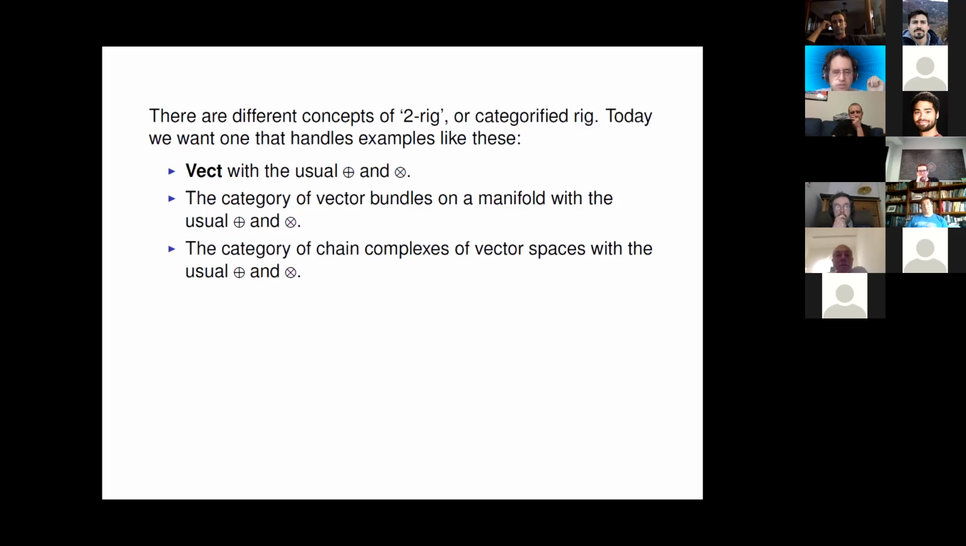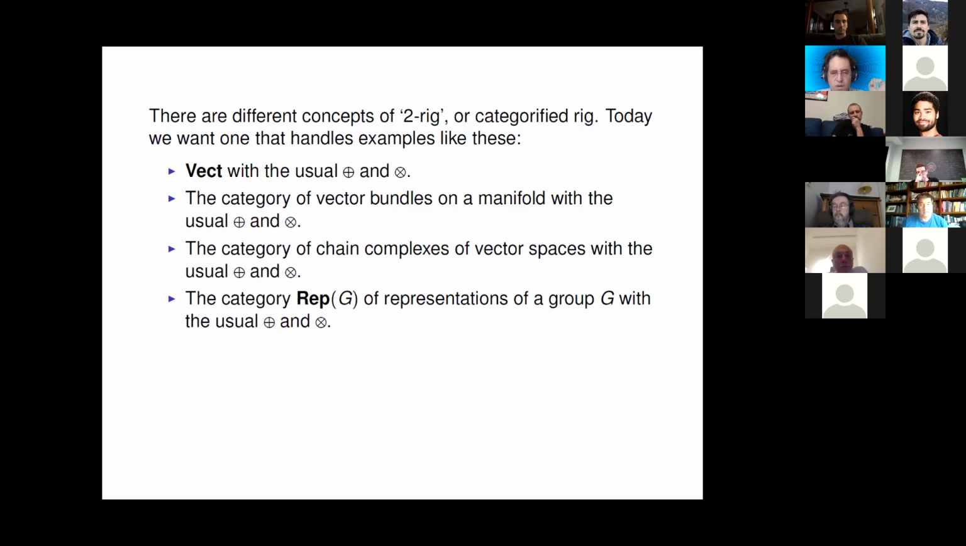Then you've got examples of algebraic flavors, like the category of chain complexes of vector spaces. There's a way to take direct sums and tensor products of chain complexes. And again, it has the distributive law and all that jazz. Or the category of representations of some particular group on, say, complex vector spaces. You can take direct sums and tensor products of those too. So that's another 2-rig. And this type of 2-rig I'll be especially interested in, I guess.